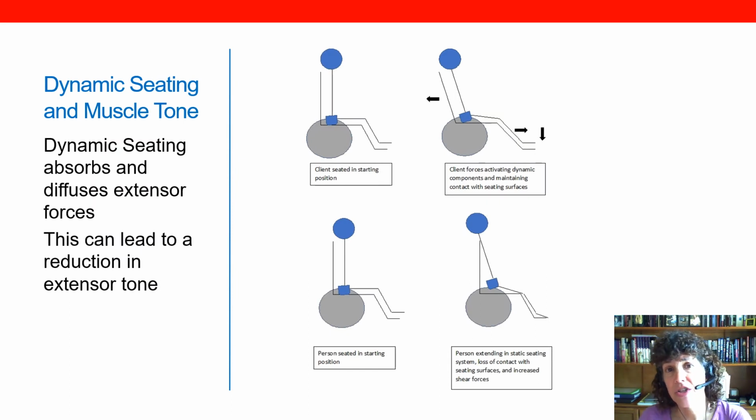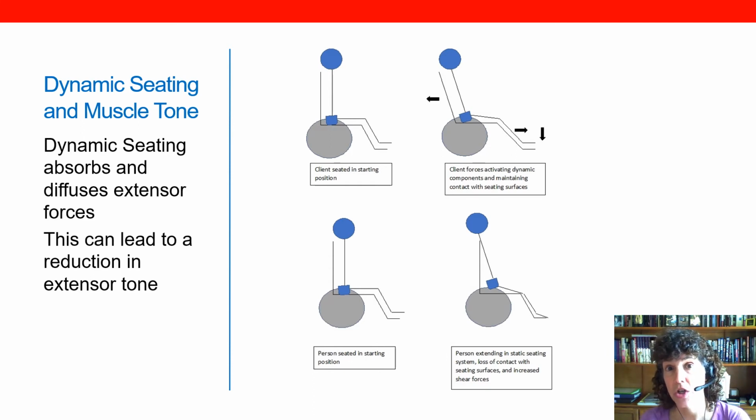So dynamic seating actually absorbs these forces, and that energy is stored within the dynamic component itself in the form of an elastomer or spring or hydraulic. That stored energy helps the client to return to an upright position. By absorbing and diffusing these forces, this can actually lead to a reduction in extensor tone. And I've seen this over and over with my clients.